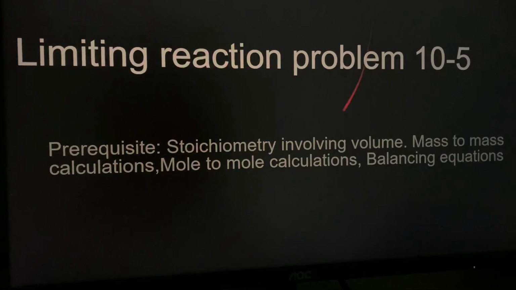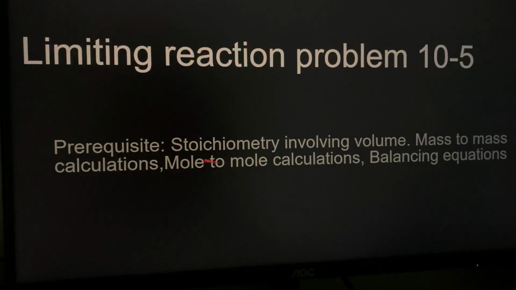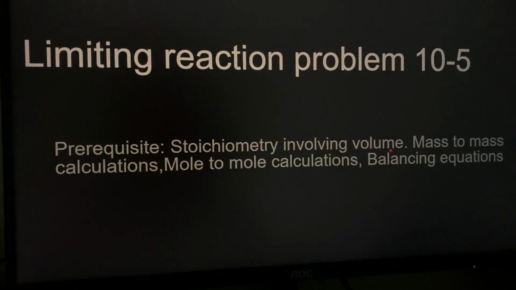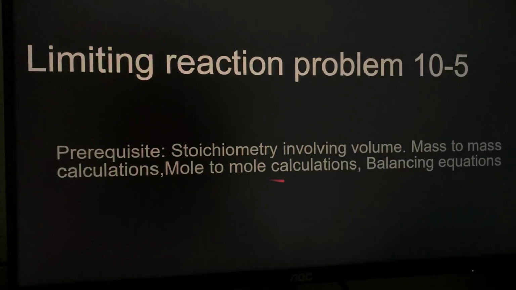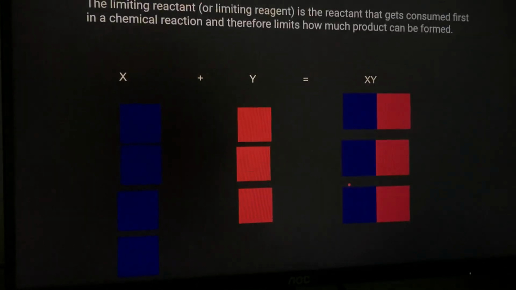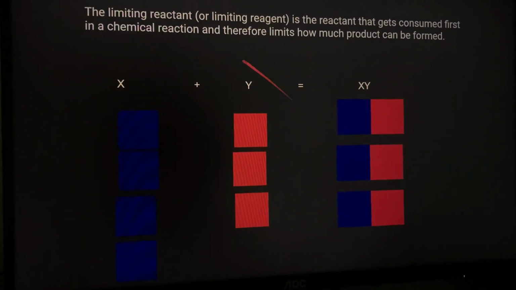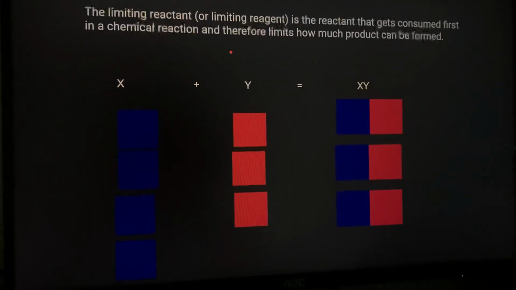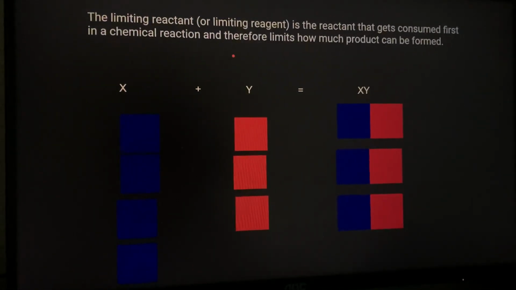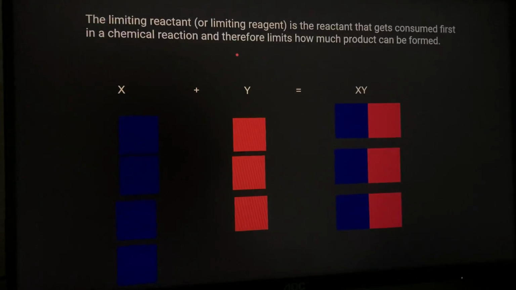Limiting reactant problems. Some prerequisites you need to know for this are stoichiometry involving volume, mass-to-mass calculations, mole-to-mole calculations, and balancing equations. To explain what the limiting reactant is: it is the reactant that gets consumed first in a chemical reaction, and therefore limits how much product can be formed.